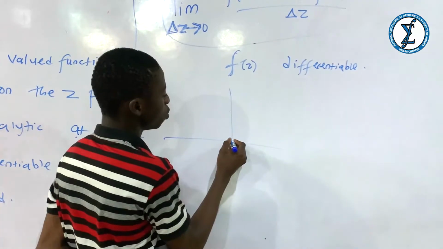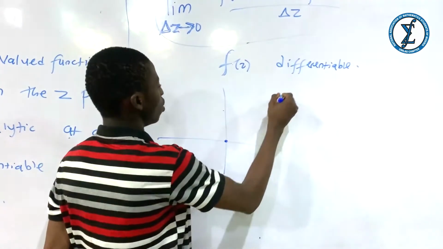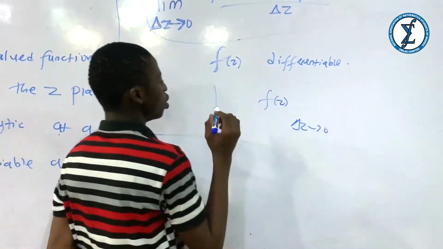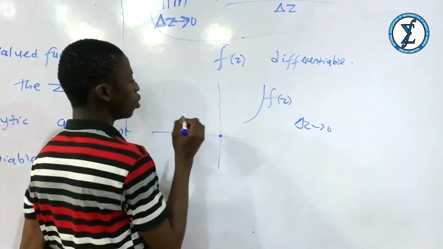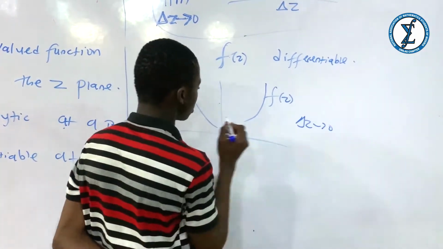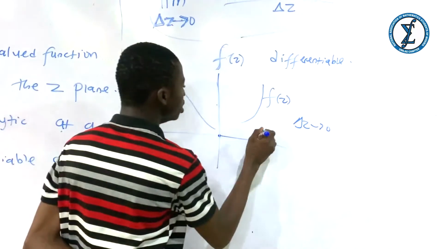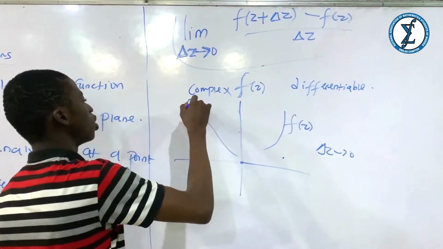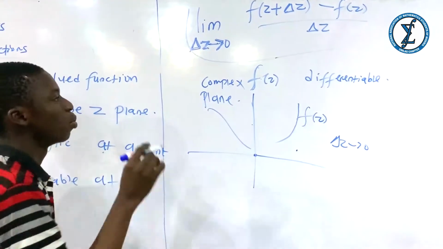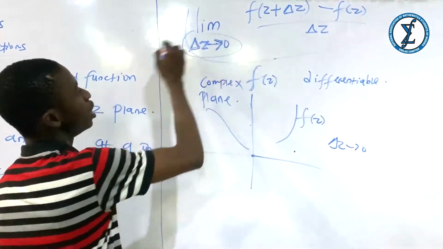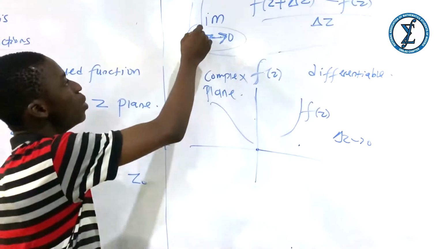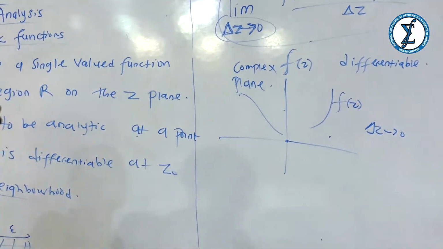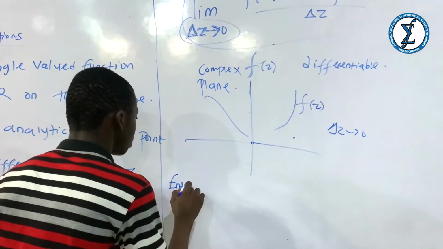Assume we are going to this point. We have f of z. As delta z tends to 0, if we go through a curve, a line, through the x-axis or through the y-axis, we will get to the same limit on the complex plane. So it does not apply on the real plane, but on the complex plane, irrespective of the direction of the limit, you get the same answer. So the limit is independent of the path. That's the first thing.